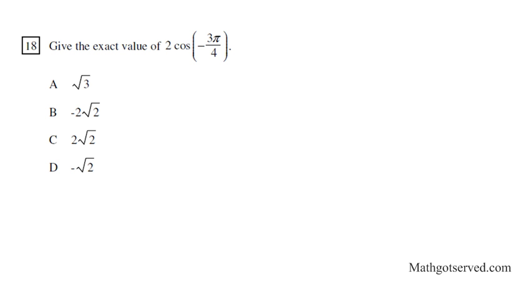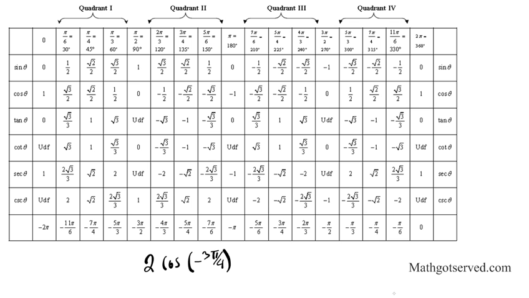Question 18. Find the exact value of 2 times cosine of negative 3 pi over 4. Alright, so let's see. We need to find what cosine of negative 3 pi over 4 is first and then multiply by 2, okay? So using our table of common trig angles, cosine of negative 3 pi over 4. Since we're dealing with negatives, we're going to go downstairs here. These are negative angles, and this is negative 3 pi over 4 right here. So where do they meet? You can use your fingers to find the connecting point, okay?